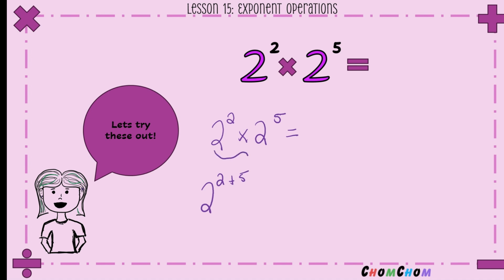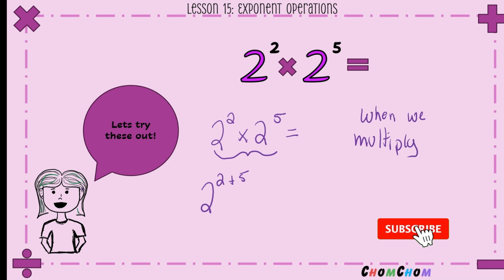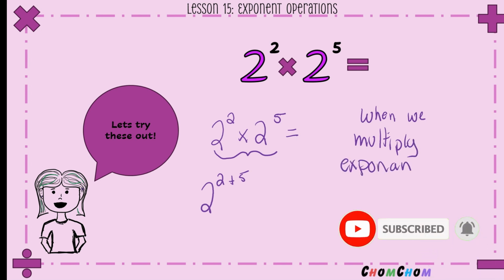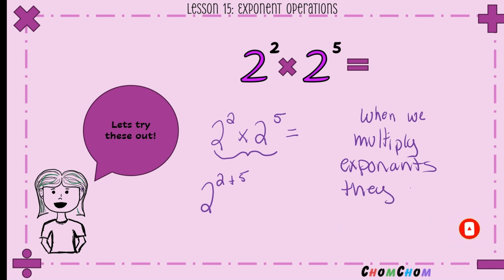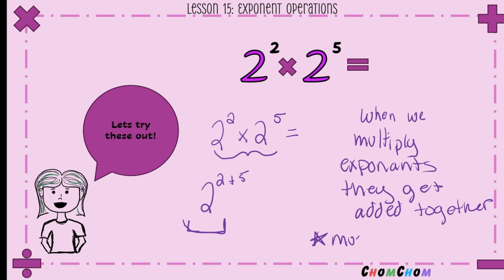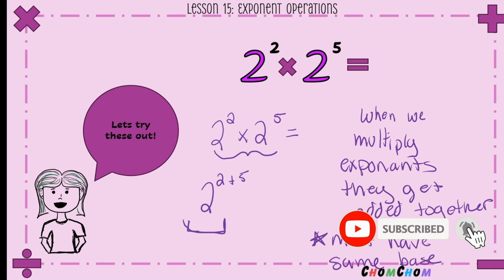The reason why we can do this is our exponent rules are whenever we multiply exponents, they get added together. However, we must have the same base for this to happen. So if we want to multiply exponents, they must have the same base. Okay, so the reason why this works is because we can do 2 plus 5 equals 7, so 2 to the 7th.